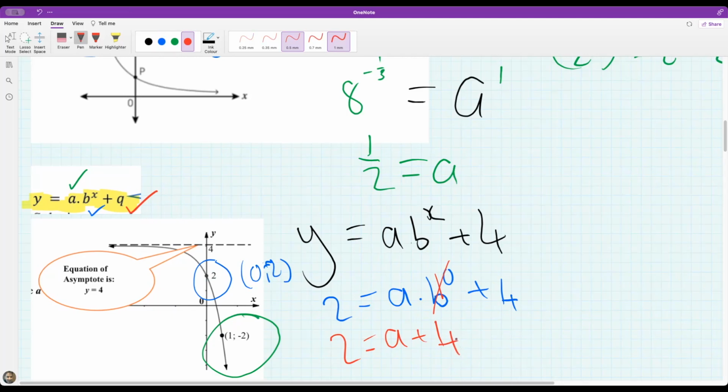So what is my a value going to be now? Because I put the 0 there, that became 1. I've got a plus 4 already. What does a have to be? It has to be minus 2. Yes. Okay, so what have we got so far? We've got y is equal to a, well, no, we just found that out. That is minus 2 times b to the x plus 4. What we need to do is find out what that is. So figure out for me what b is.